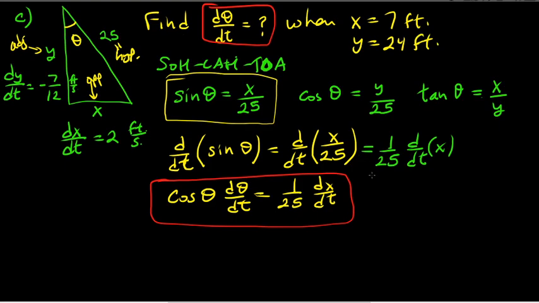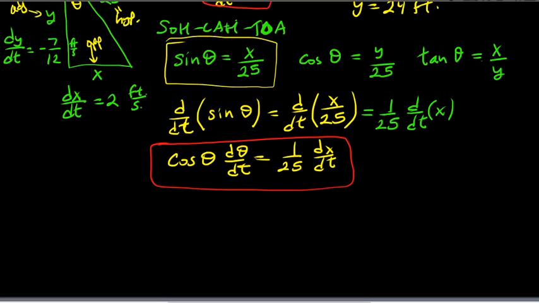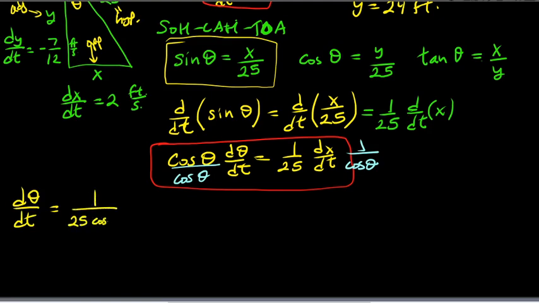Well, so we're almost done. All we need to do is find the derivative of theta. So I can divide both sides by cosine of theta. Although, I guess I don't have to. I can plug it in. But yeah, divide by cosine theta here. And so the derivative of theta with respect to t will be 1 over 25 times the cosine of theta times the derivative of x.